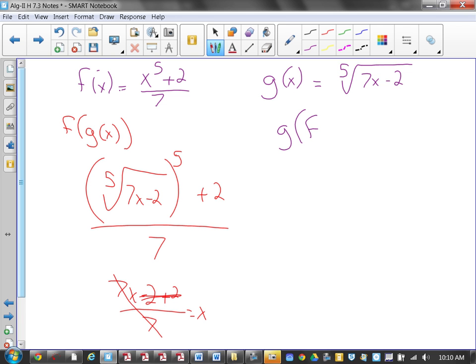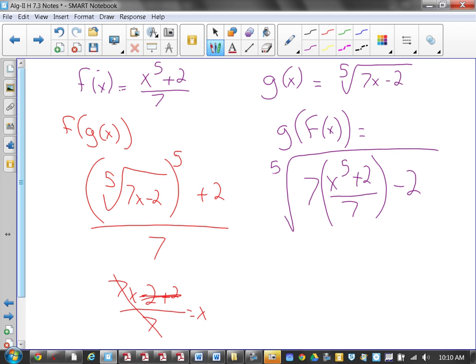G of f of x. So we have x to the 5th plus 2 over 7, surround that by 7 minus 2, and take the 5th root. Well, simplifying by order of operations, the 7s drop, don't they? Okay. And then the 2s drop, 2 minus 2 is 0. So the 5th root of something to the 5th is? X. Are they inverses? Yes.